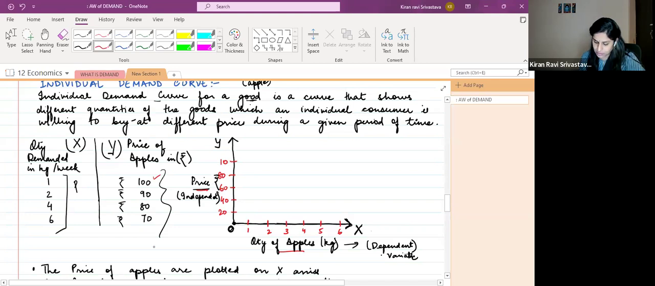So now for the first one, when my price is 100 rupees, okay, this is 100. Just notice how I'm putting it on the graph. When my price is 100 rupees, how much apple am I demanding? 1 kg of apple. So 100 rupees is here and 1 is here. So my point will be somewhere here. See how I'm converting the table into a graph. Okay, one second.